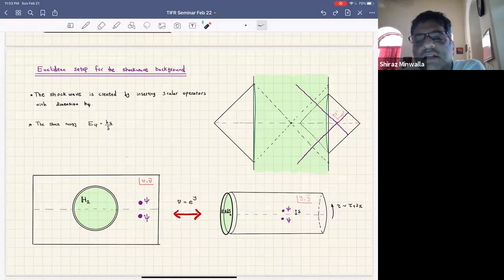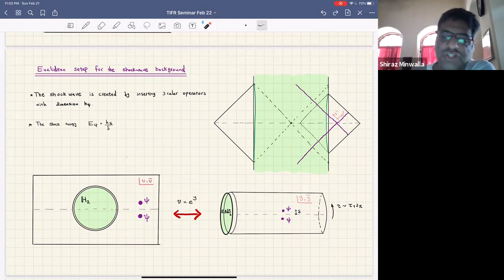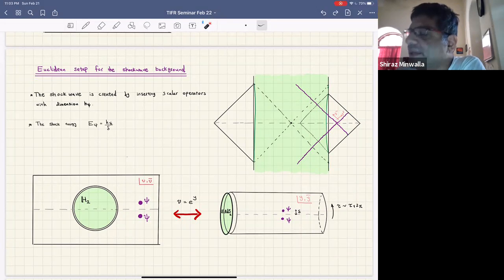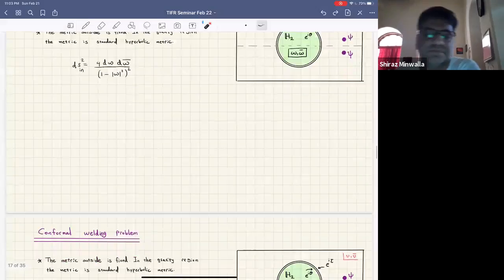Then I think I haven't understood what this purple shock wave is. Is that a shock wave of some matter field? Yes. I see. You're saying even if there's matter, the metric just remains AdS, and that's because of the dilaton equation. I see. Thank you. Exactly. Okay. Thank you.